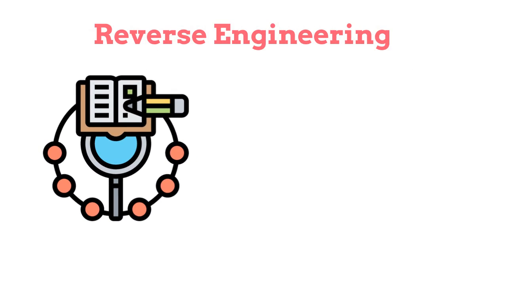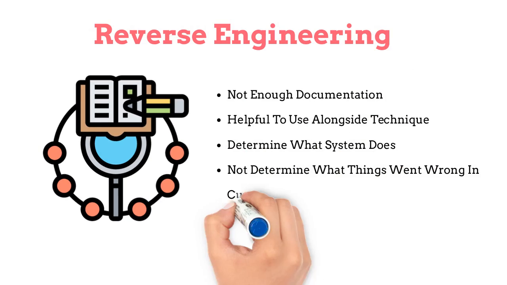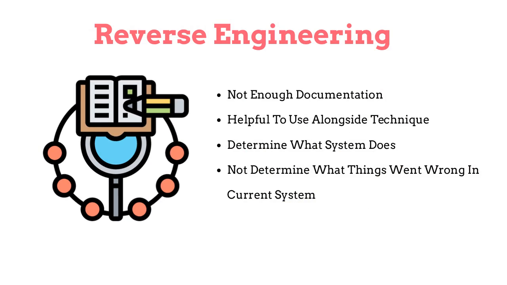Reverse engineering is helpful for a situation where you don't have enough documentation of an existing system, which restricts you from performing a document analysis and understanding the current system. Reverse engineering will determine what the system does. It will not determine what things went wrong in the current system, what the system must do, or where its areas of opportunity are. Hence, it is helpful to use this technique alongside another technique.